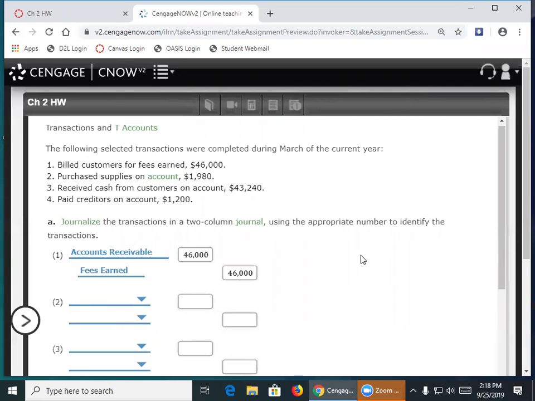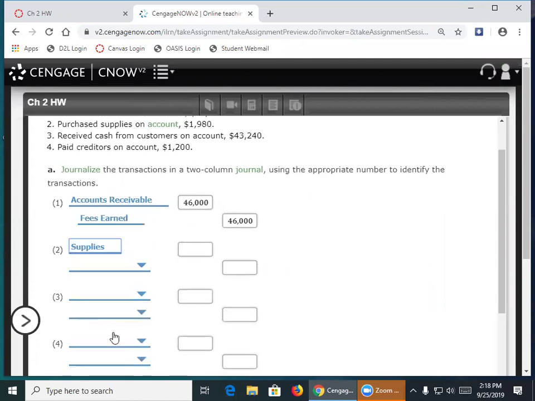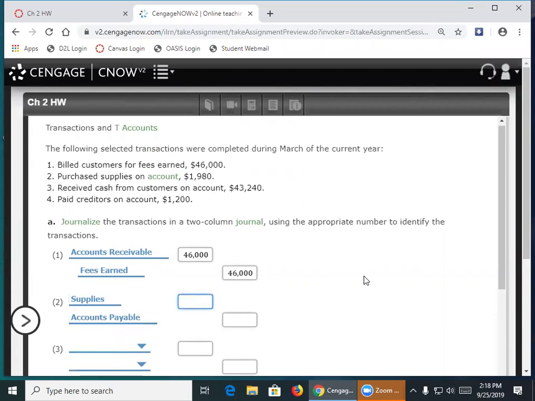Yes, very good. Yeah, it's a debit, right? Because the asset supplies is increasing. So we're going to debit supplies and credit accounts payable. Accounts payable is what type of account? A liability. Very good. Okay, so accounts payable is a liability. It's a debt that we owe. So accounts payable increases on the credit side. So we debit supplies and credit accounts payable.